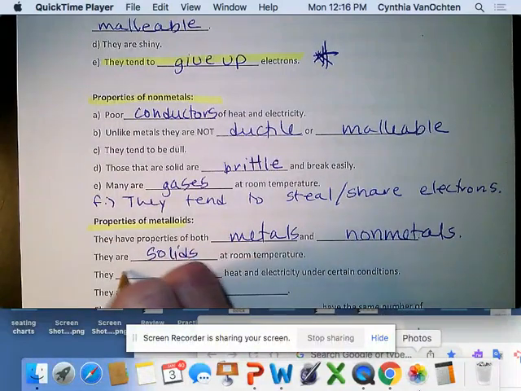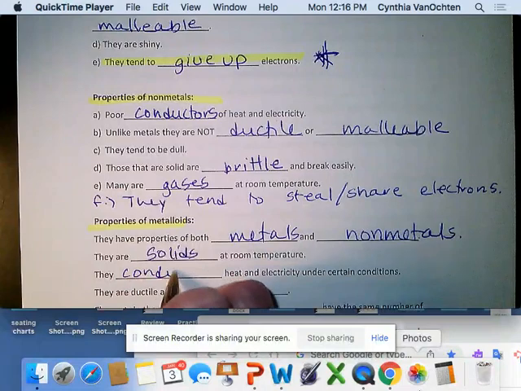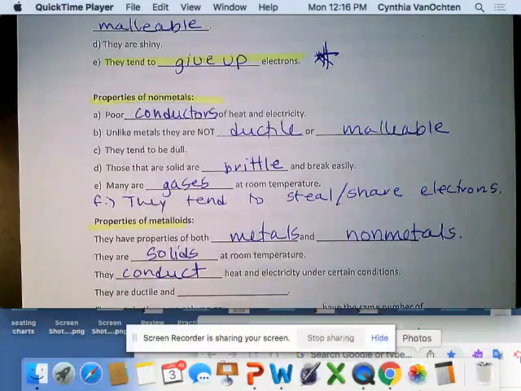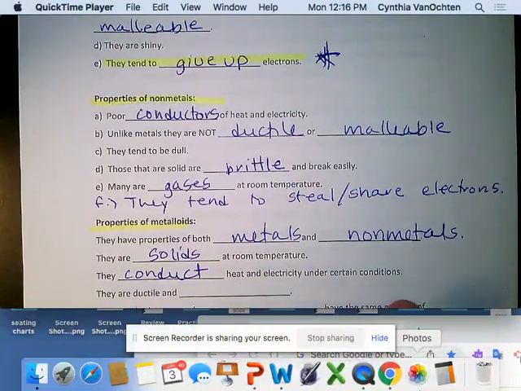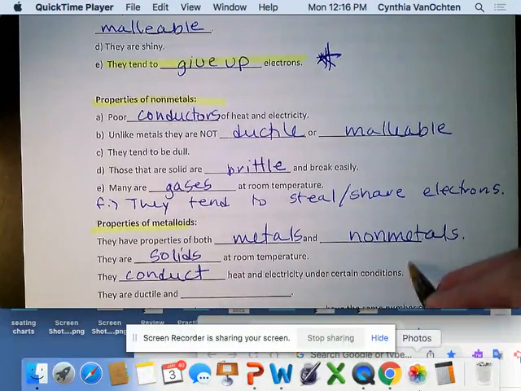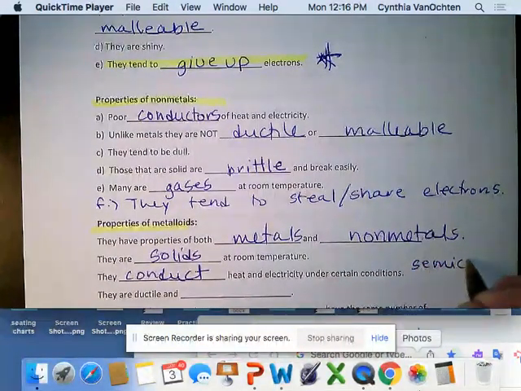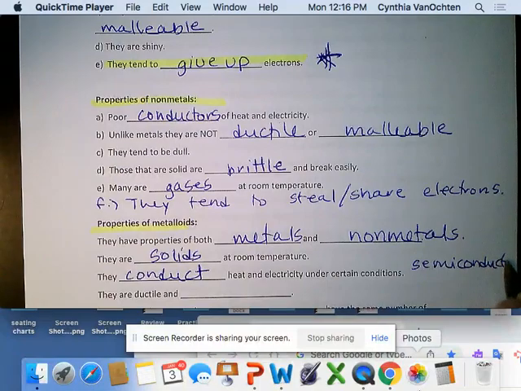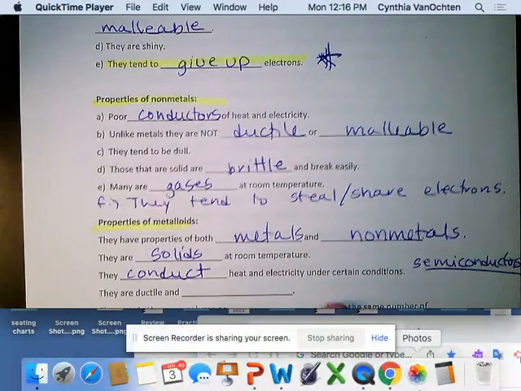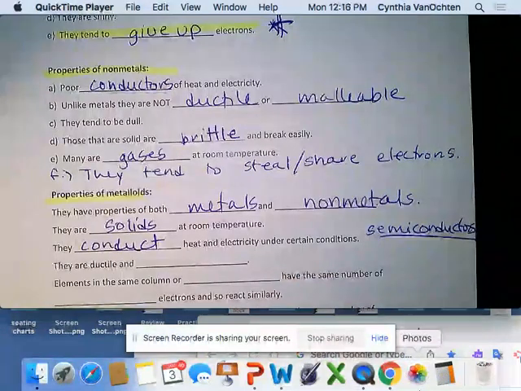They, like metals, conduct electricity, but not as good as metals, because it's only under certain conditions. Sometimes they don't. That's why we call them semiconductors, because they will conduct electricity under certain conditions and temperatures and not under others. So just like Hemlock Semiconductor processes silicon, silicon is a semiconductor. It is a metalloid. It will conduct electricity under certain conditions, but not under others.